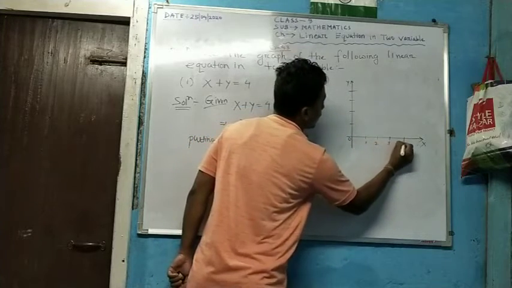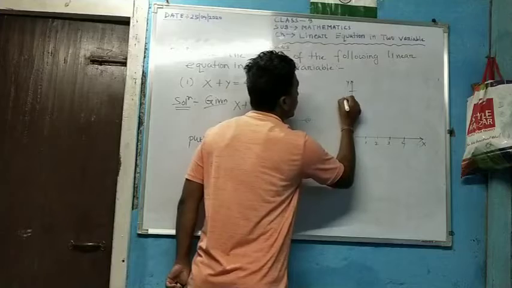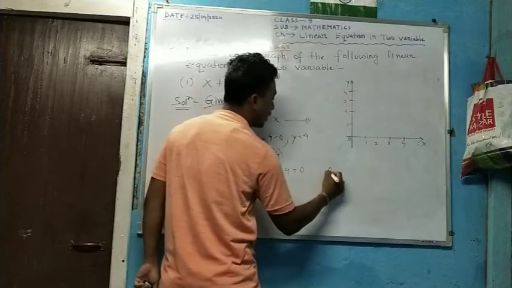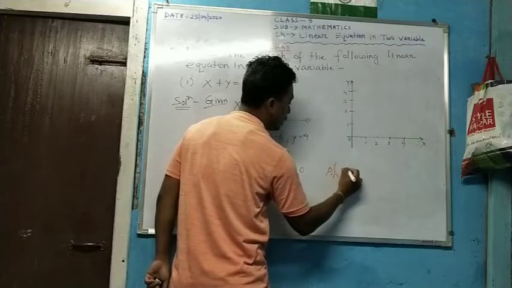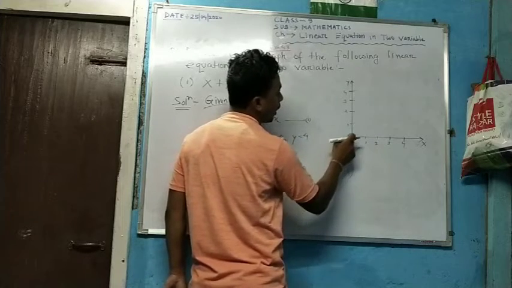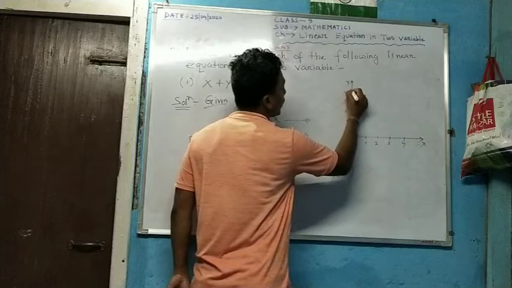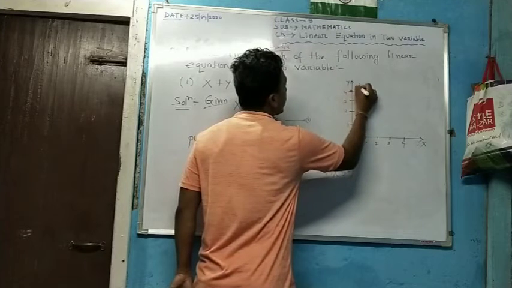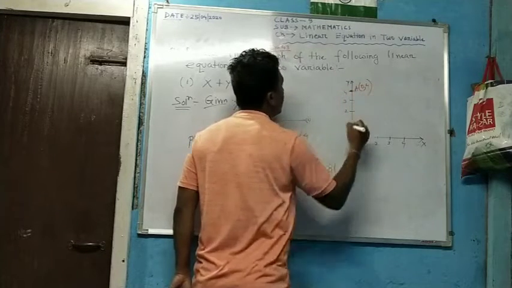1, 2, 3, 4. This point is A (0, 4). The value of x is 0. What will be the value of y? 1, 2, 3, 4. So this is point A equal to (0, 4).